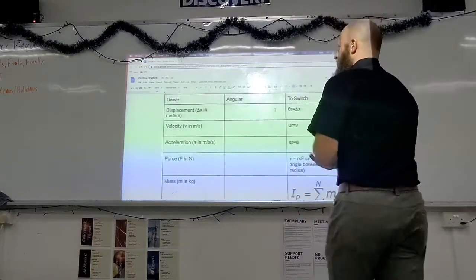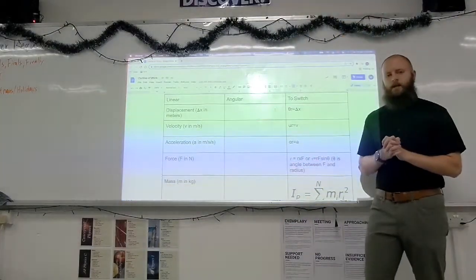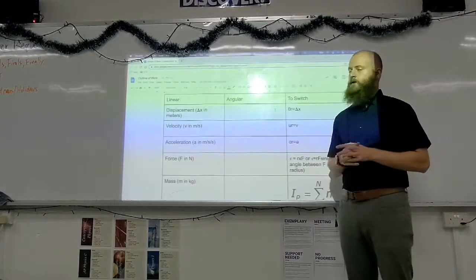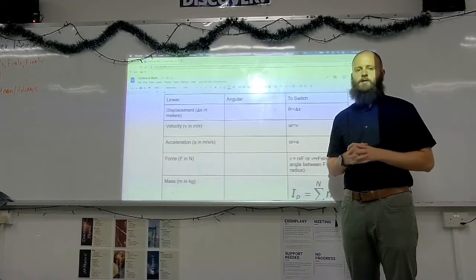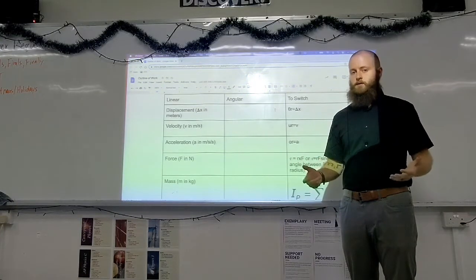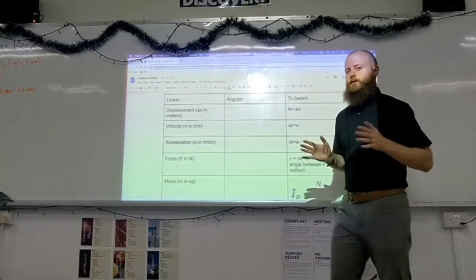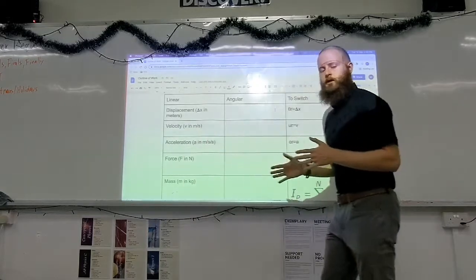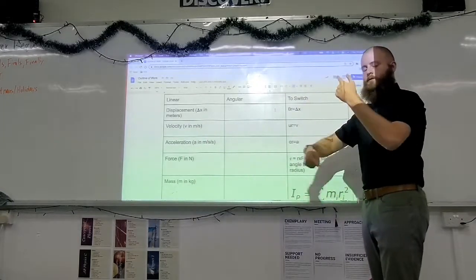Hello everyone. So today we're introducing rotation. Rotation is kind of like a review of everything we've learned so far, but now instead of going in a straight line, straight back, we're going in some sort of rotational pattern.